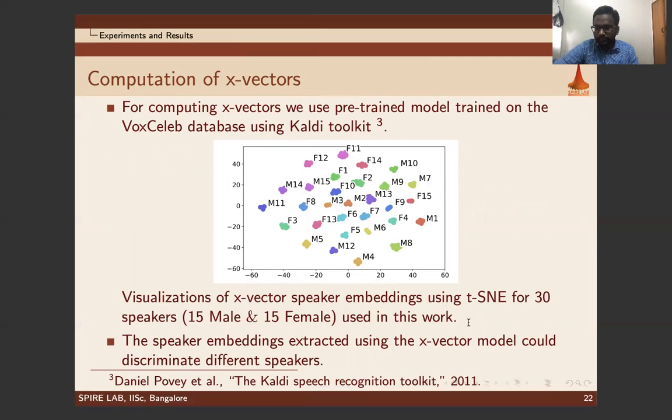For computing x-vectors, we use a pre-trained model, which is trained on the VoxCeleb database using the Kaldi toolkit. X-vectors are 512-dimensional feature vectors. For verifying the discriminability across the speakers from the EMA corpus, we utilize a t-SNE plot for visualization. From this figure, we can observe that speaker embeddings extracted using the x-vector model could discriminate different speakers.